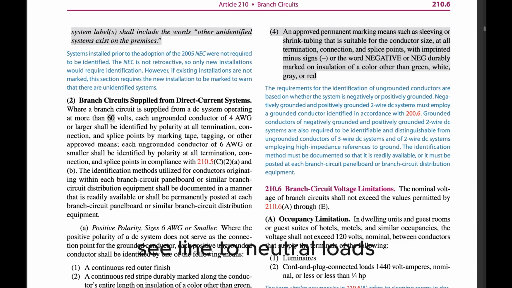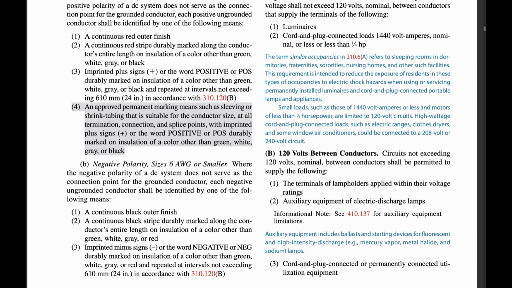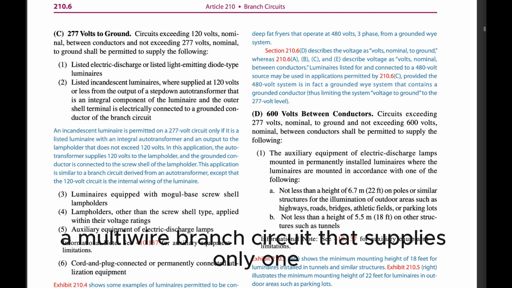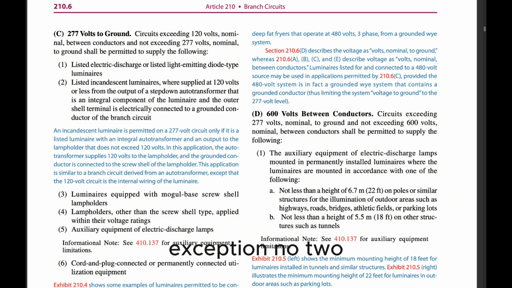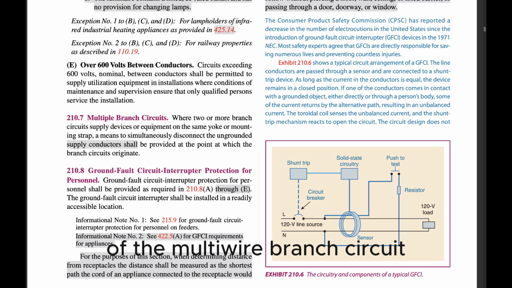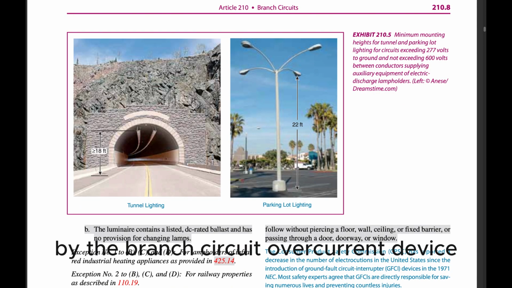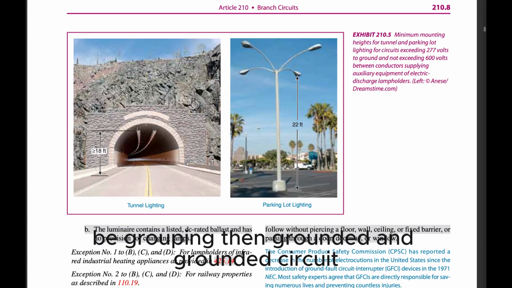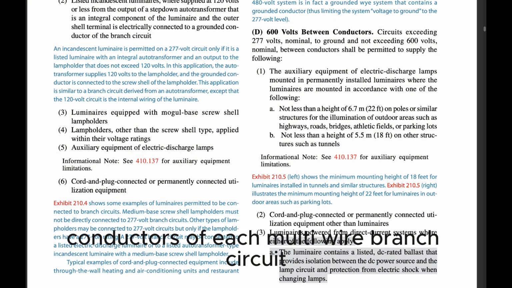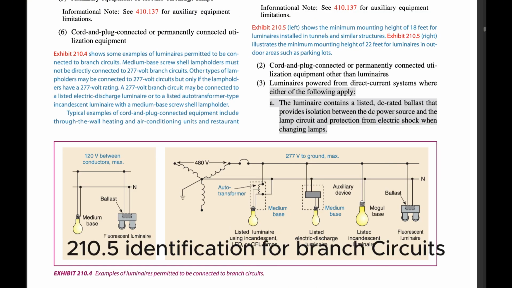Line to neutral loads. Multi-wire branch circuits shall supply only line to neutral loads. Exception No. 1: a multi-wire branch circuit that supplies only one utilization equipment. Exception No. 2: where all ungrounded conductors of the multi-wire branch circuit are opened simultaneously by the branch circuit overcurrent device. Grouping: the ungrounded and grounded circuit conductors of each multi-wire branch circuit shall be grouped in accordance with 200.4(B).